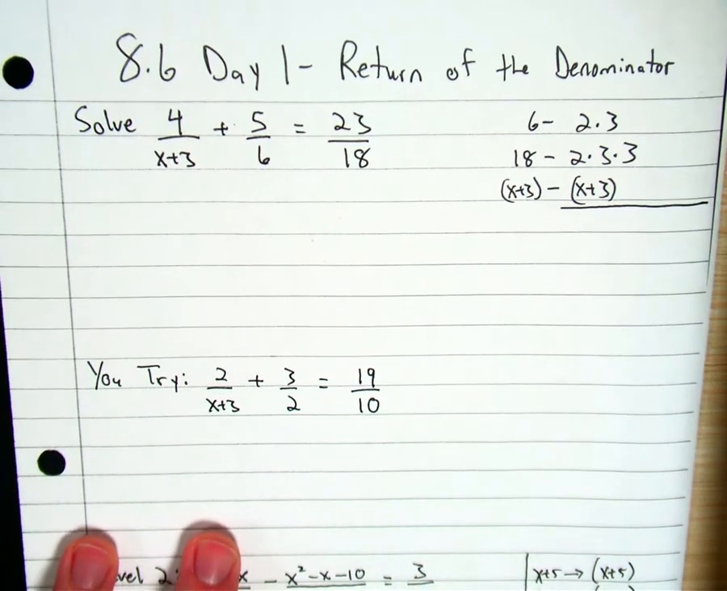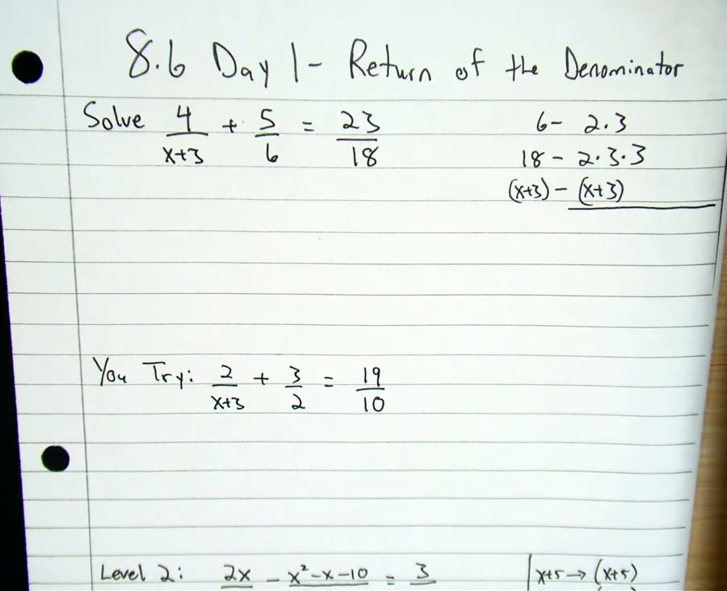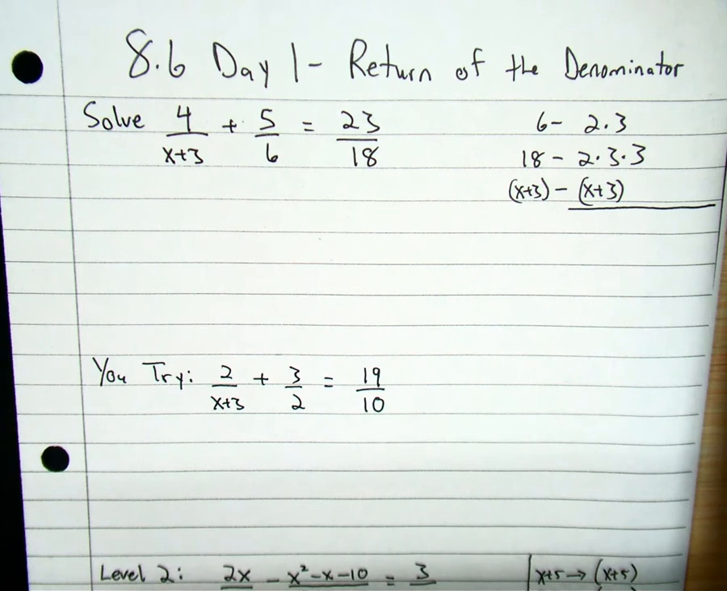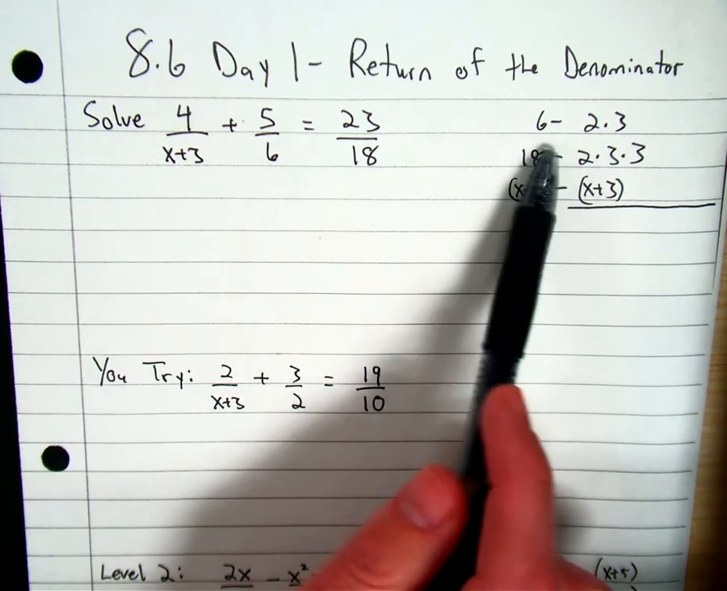We're back to working with denominators. We can see here we have 4 over x plus 3 plus 5 over 6 equals 23 over 18. So we need to figure out what that common denominator would be. Just like our old strategies and methods, we're going to break them apart down to the prime factors.